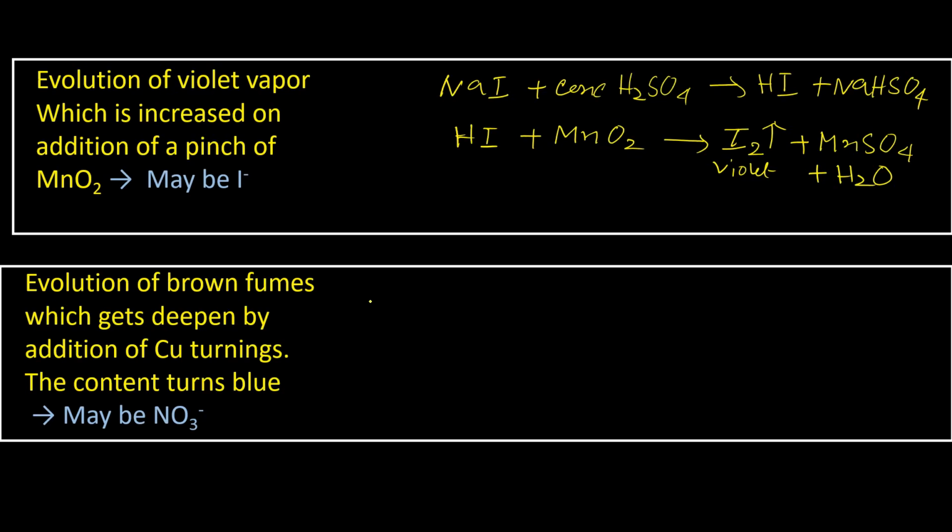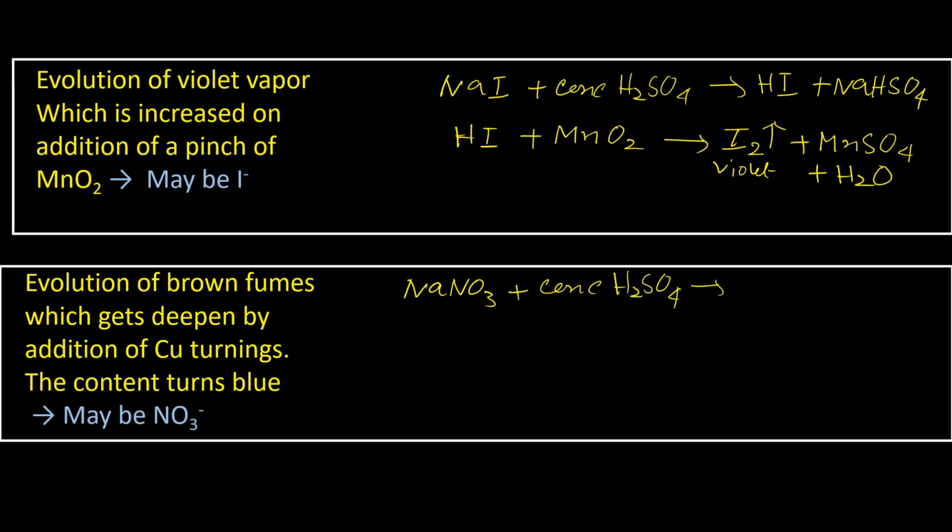Okay. Now coming to this nitrate. Here also the same thing. What you have to do? Here you will get the brown fumes, which will become deeper if you add copper turnings, and the content becomes blue. Okay. So here also take the nitrate salt, say sodium nitrate plus concentrated sulfuric acid.